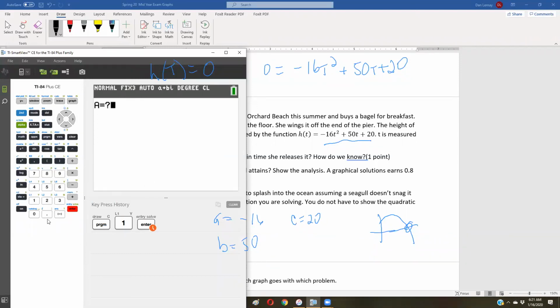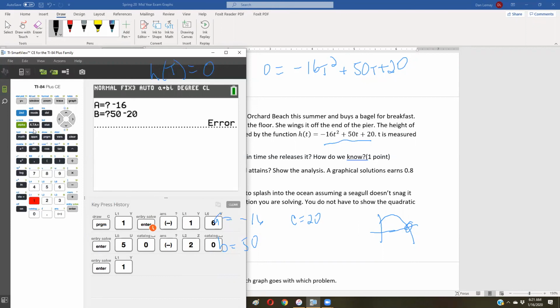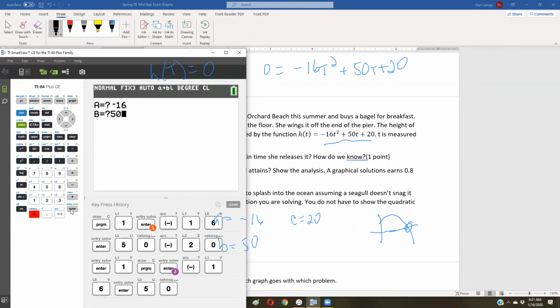Then it prompts me, what's A? Well, A is negative 16. What's B? 50. What's C? 20. Whoops, Dan LeMay, you messed this one up. Yes, quit. You probably noticed that. Quit. So program, the nice thing about it, it's easy to fix. So A is what? Negative 16. B is 50. Let's do it right this time. And then C is 20.